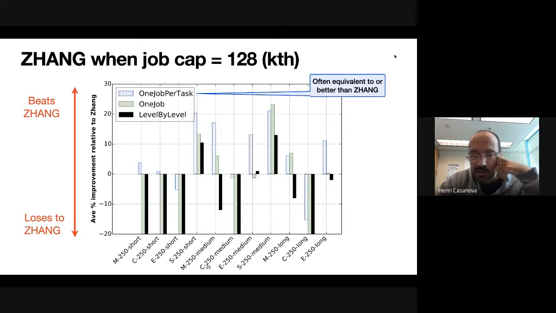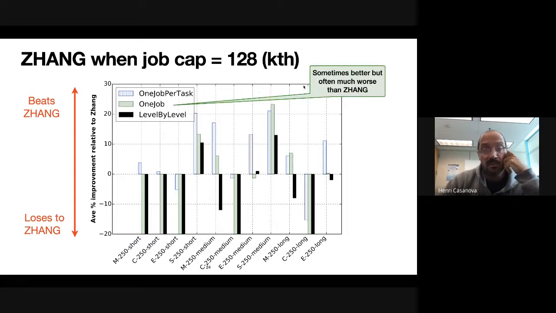For some reason, my mouse pointer isn't showing, so I can't move around. But basically, 1 job per task looks really good in these results. 1 job is sometimes better, which is a little bit surprising, but often much worse than Zhang. And we expect that because there is no throttle of the number of jobs in the system. So Zhang often defaults to 1 job per task, and in this case, the 128 job cap doesn't impact it. And level by level is sometimes better, but often much worse. Okay, so this is only one set of results. Obviously, we have tons of such results.